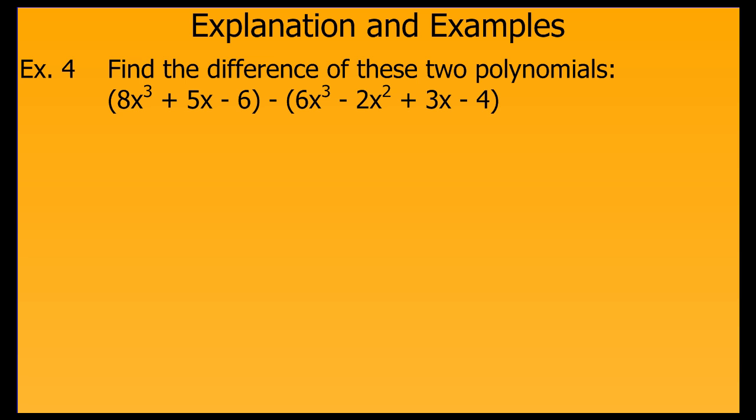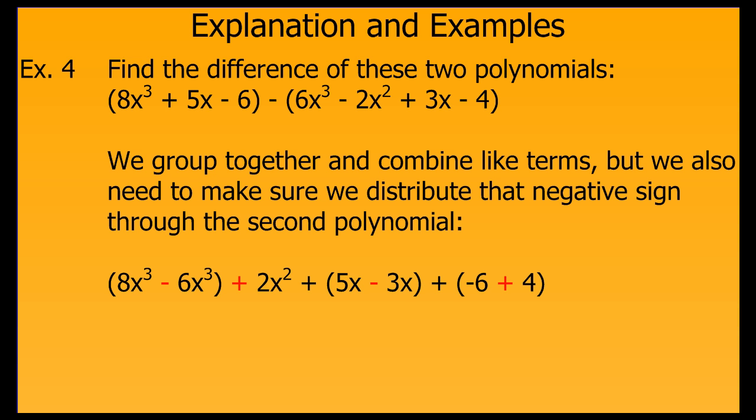Example 4 is now finding the difference of 2 polynomials. That means we're subtracting the second one. It's going to work pretty much the same way as addition. We just need to make sure that we add the opposite since it's subtraction, which means we're going to need to distribute that negative sign through the entire second polynomial.